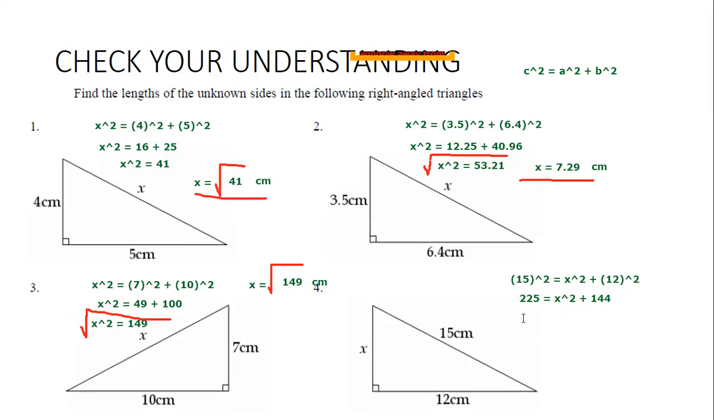By using the subtraction property, 225 minus 144, then x squared is equal to what? That's 81. So this is 81, a perfect square number. If you're going to get the square root of both sides of your equation, the value of x will be equal to 9 centimeters.